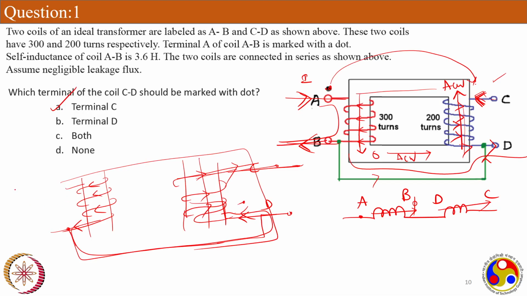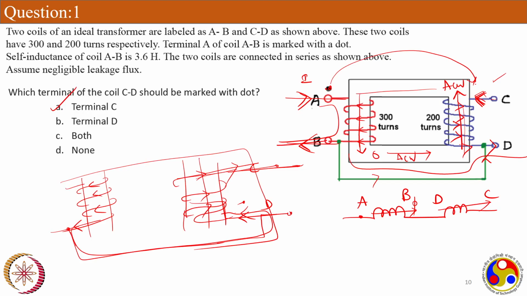Sir, for the CD side, first of all, to find the dot, have we considered current or flux? First, what have we considered? Direction of current of the CD coil or flux? First of all, I'm considering the direction of the current only. Like, is the current entering the dot? Is the current leaving the dot? So, if on one side the current is entering the dot, then on the secondary side, wherever the current is entering, I will place the dot there. So, that's the dot convention.